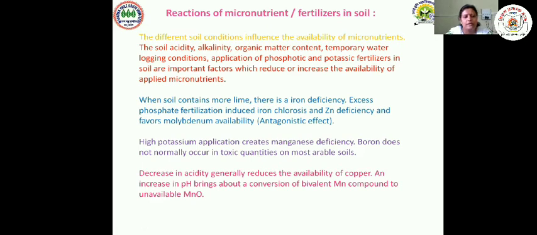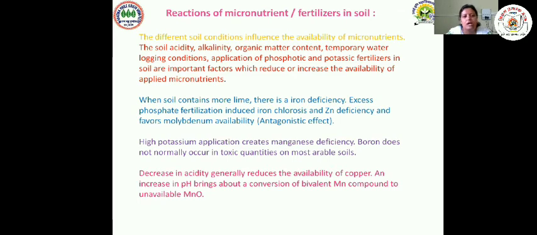When the soil contains more lime, there is an iron deficiency. In this situation, we have to supply the iron. Excess phosphate fertilization induces iron chlorosis, zinc deficiency, and favors molybdenum availability. This is known as the antagonistic effect. Then high potassium application creates manganese deficiency.